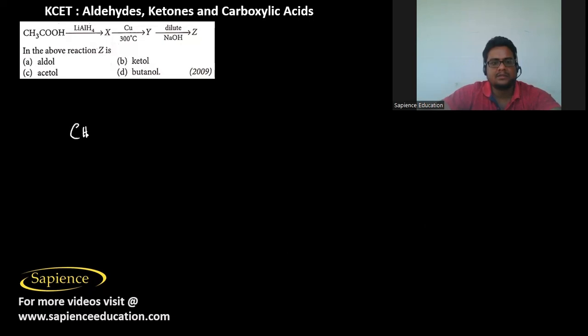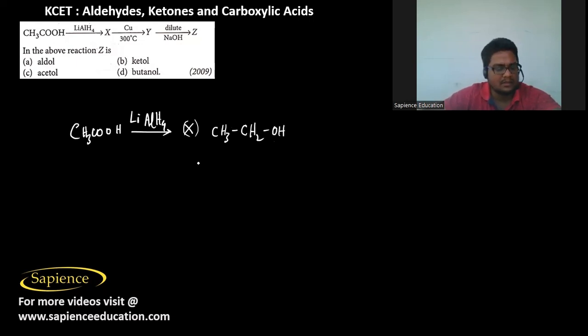Then here CH3COOH, which is acetic acid, reacts with lithium aluminum hydride to form the compound X, and this compound X will be nothing but ethanol. X, the compound X, is the ethanol which will be formed. The lithium aluminum hydride gives hydride ion, which will act as a nucleophile.